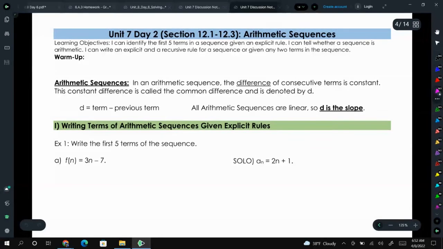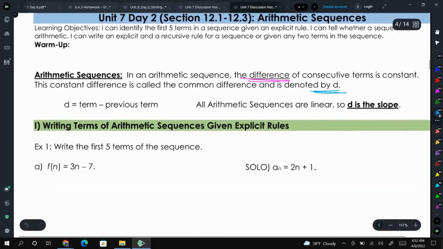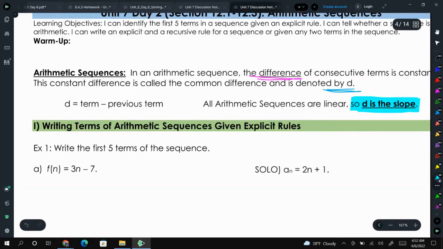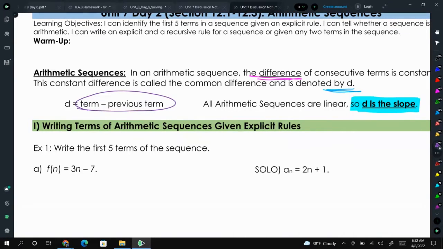So an arithmetic sequence is where the difference of consecutive terms is constant, and that difference is noted by the letter d, also called the common difference. And again, like we were talking about, you can think of that common difference as your slope. To find the slope, you can just subtract two consecutive terms. Now, it's important that they are consecutive terms when you subtract them to get your common difference.